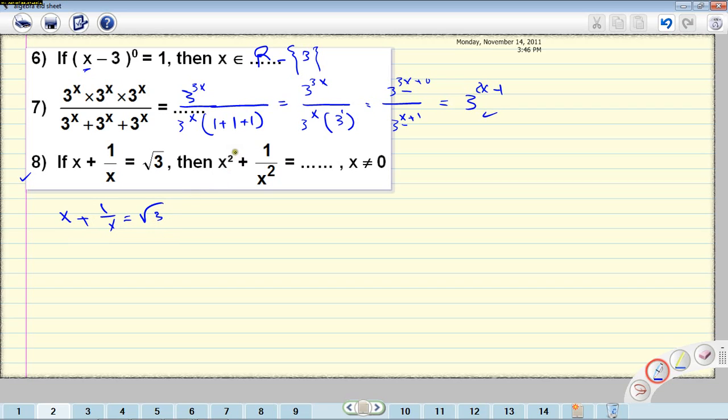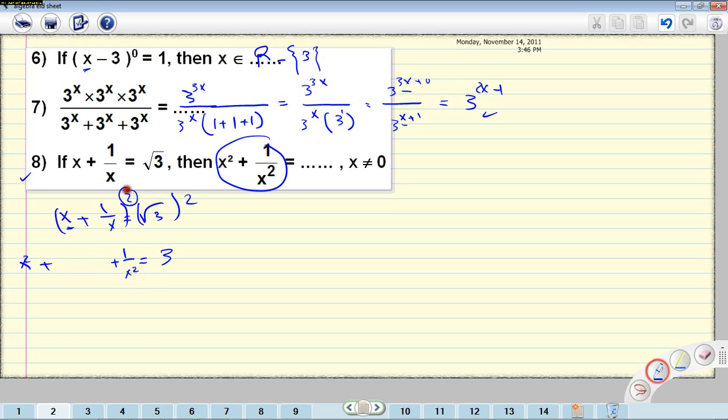If I want to get this part, I'm gonna make power of 2 here and power of 2 here, so equals root 3 to the power of 2, which is 3. And how can we expand something like this to the power of 2? First power 2, which is x power 2, plus the second to the power of 2, which is 1 over x power 2. And you remember what we write in the middle?